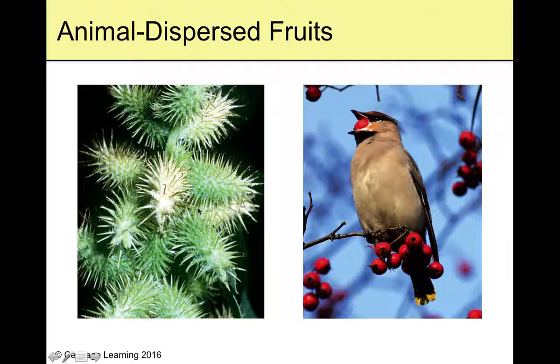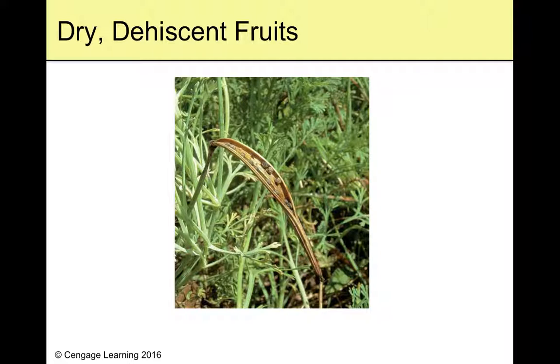So there's some animal-dispersed fruits. This, of course, is a cocklebur, and it has these little hooks. It will hook on the fur of an animal, and then eventually be scraped off somewhere new, and it will have transplanted a seed in that manner. And this one, of course, is the standard berry, where this is a waxwing. An animal eats it and then flies off and defecates the seeds somewhere else, and then those seeds are planted somewhere else. So there's a lot of different ways that fruits and seeds can get around.